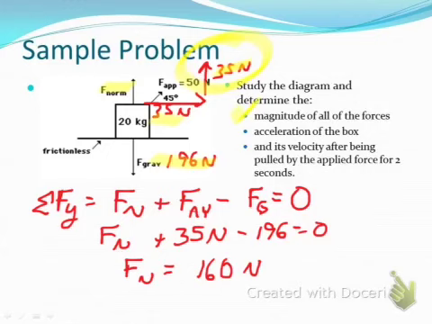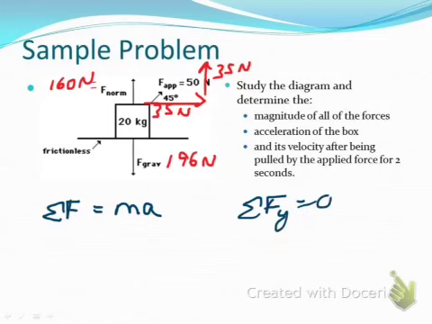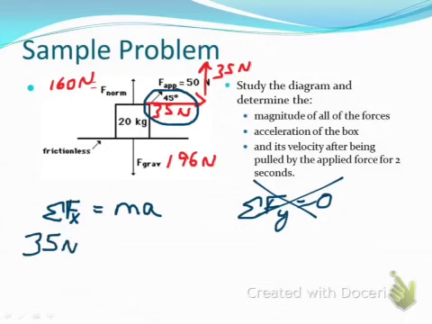Okay, let's find the acceleration of the box next. To find the acceleration of the box, I'm going to use again Newton's second law. The sum of the forces is equal to mass times acceleration. I've already determined that the sum of the forces in the y direction is equal to 0. I'm done with that. Now what I care about is all of the forces acting in the x direction. If we look at what's acting left to right, the only thing we've got is that 35 newtons, which is the x component of the applied force. So I'm going to put that in for the sum of my forces.